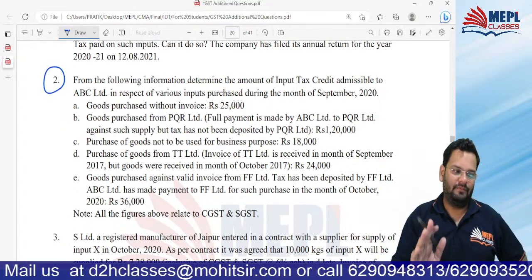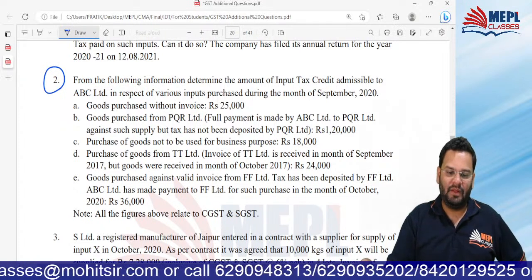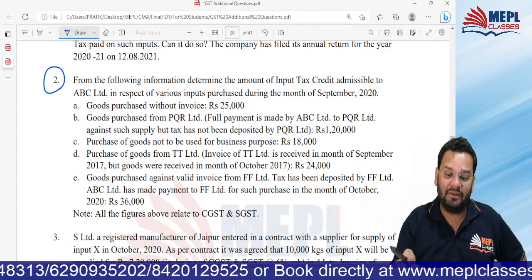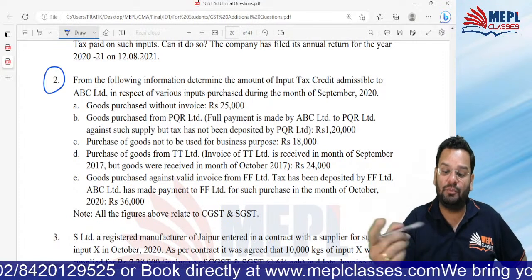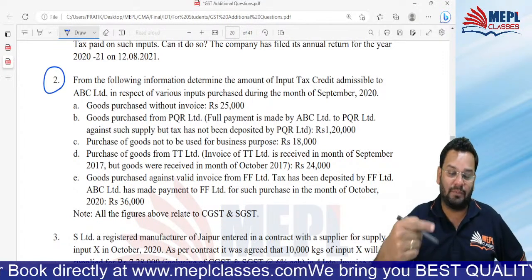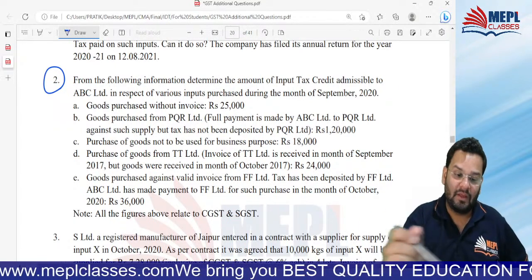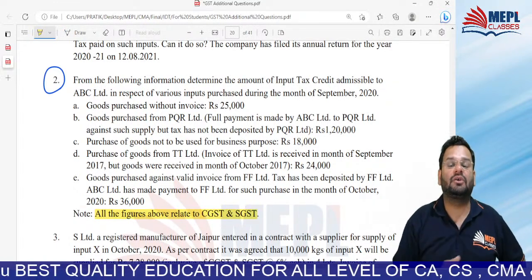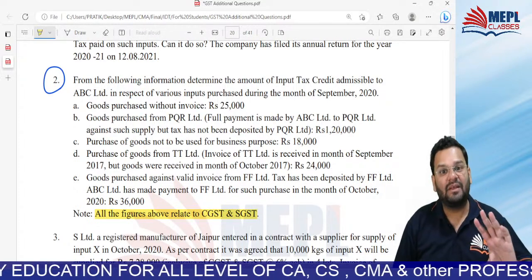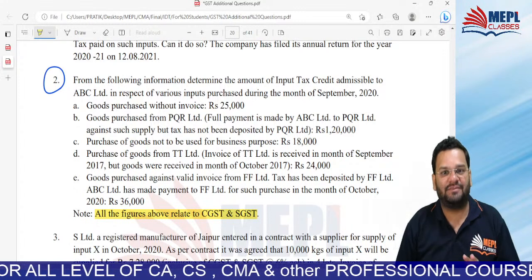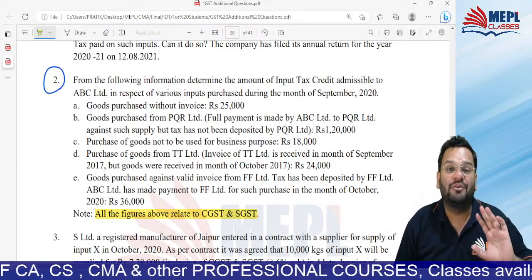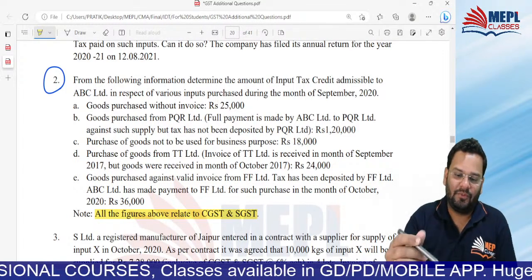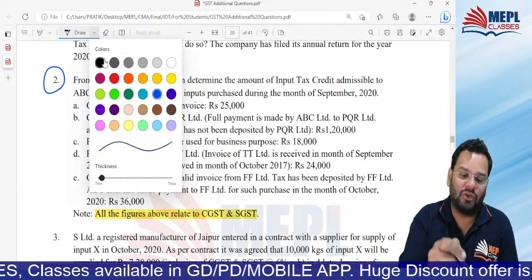Let's see. Second question. From the following information, determine the amount of ITC admissible to ABC Limited in respect of various inputs purchased during the month of September 2020. Okay. And importantly, all figures above relate to CGST and SGST. Means none of the figures is a figure of purchase. It is a directly ready-made figure of GST given to you. Agreed? Tell me on what you can claim ITC, on what you cannot claim ITC.